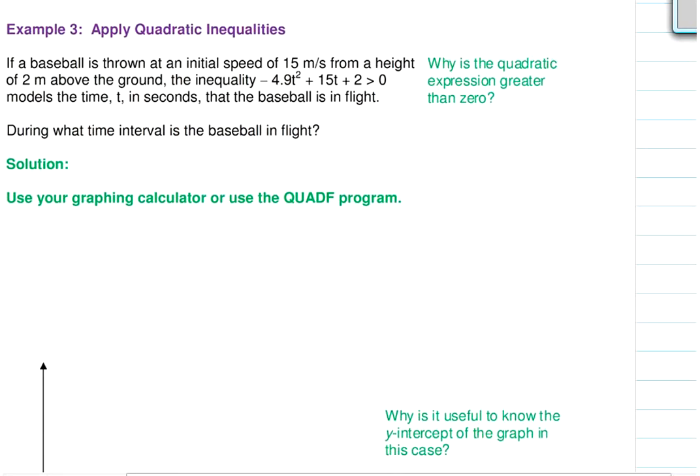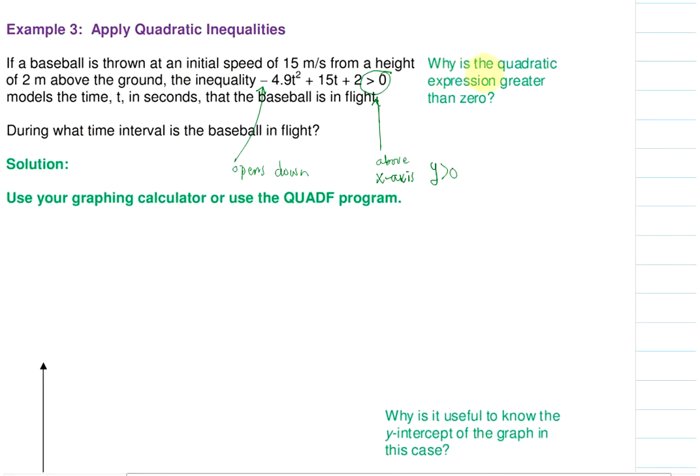Okay, well, let's take a look at our parabola here. A is negative, which means we have a parabola that opens down. We have greater than 0, which means we are looking above the x-axis, where y is greater than 0.